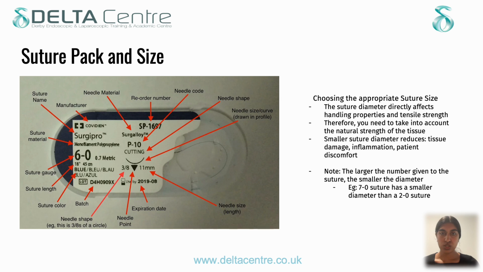It's important to choose the appropriate suture size, as the suture diameter directly affects the handling properties and the tensile strength. Therefore, you need to take into account the natural strength of the tissue. The smaller suture diameter reduces tissue damage, inflammation, and patient discomfort. And note that the larger number given to the suture, the smaller the diameter. So a 7-0 suture has a smaller diameter than a 2-0 suture.